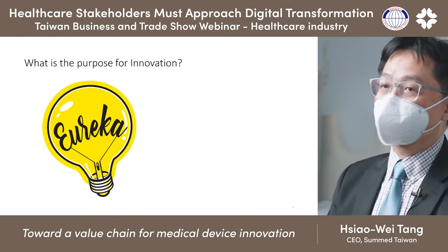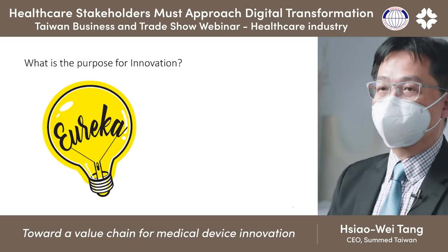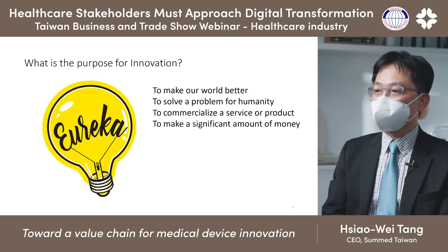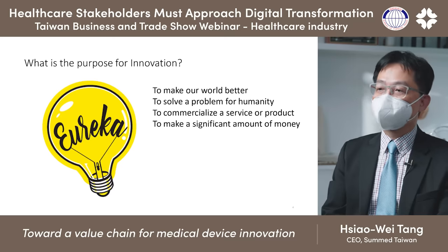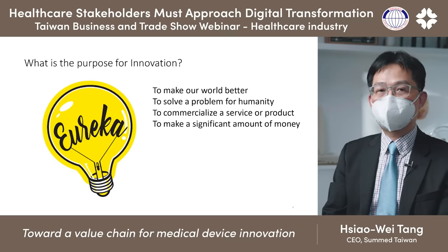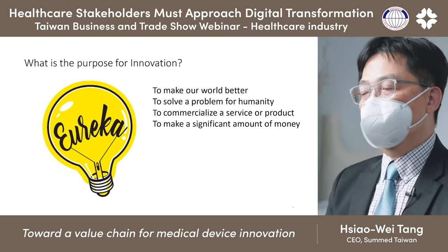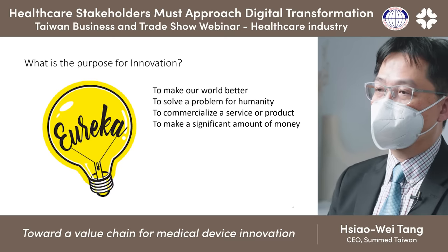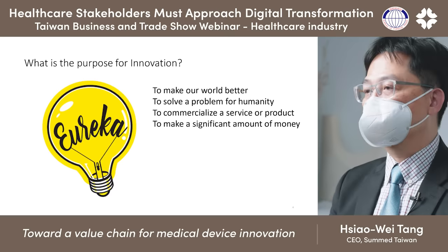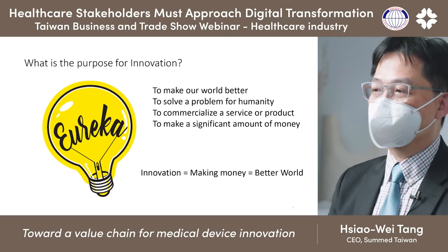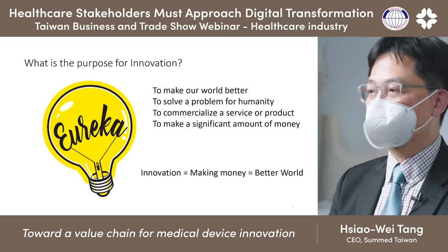First of all, I want to raise a question. What is the purpose of innovation? My answer is to make our world better. In order to make our world better, we solve problems for humanity. Therefore, we must commercialize a service or product and make money to support the ecosystem. Why? Without money, no services will be delivered, no product will be made, and no people will benefit from the innovation. In short, innovation equals making money equals a better world for everybody, especially for ourselves.